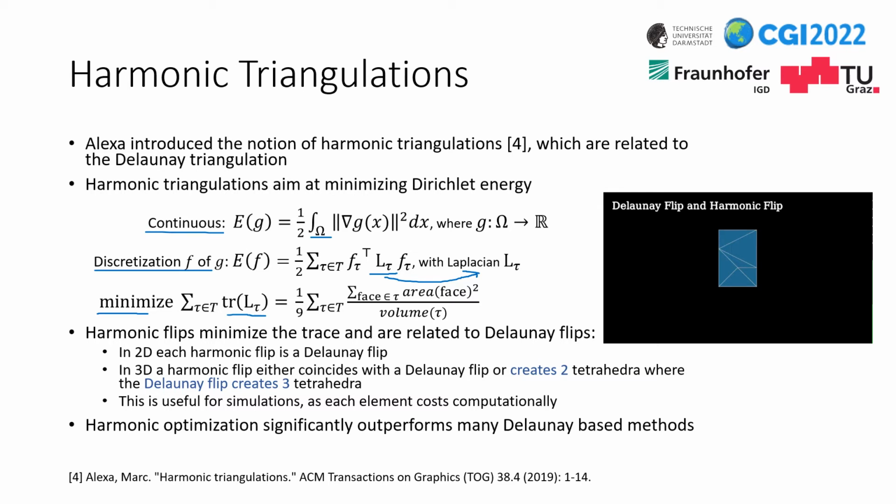In the third dimension, they either coincide or they create fewer tetrahedra, and this is useful for simulations as each element costs computationally. Another important property of harmonic triangulations is that harmonic optimization significantly outperforms many Delaunay-based methods.